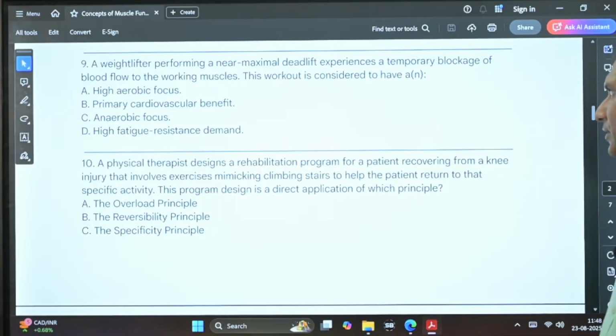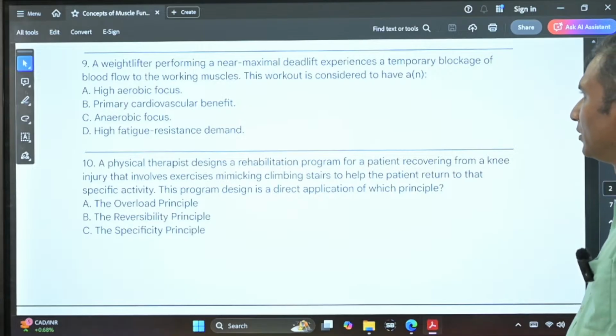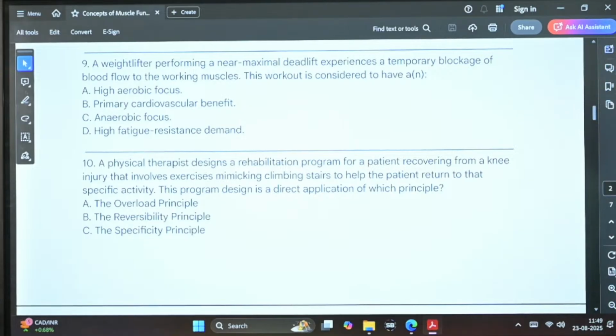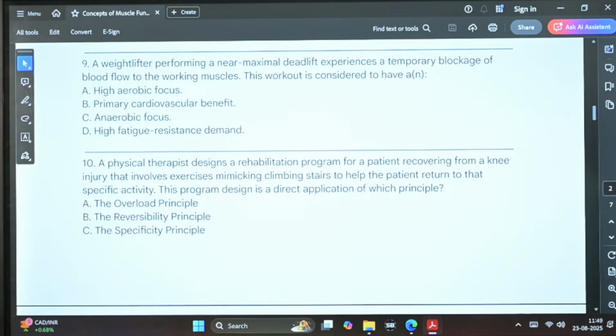A weightlifter performing a near maximal deadlift experiences a temporary blockage of blood flow to the working muscle. This workout is considered to have an aerobic focus, primary cardiovascular benefit, anaerobic focus, high fatigue resistance demand.